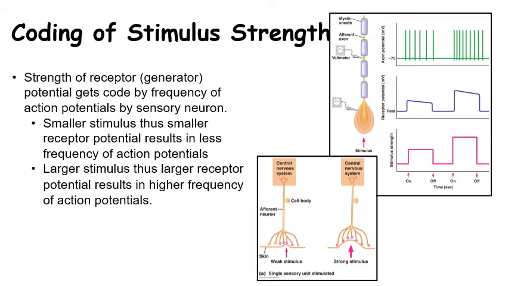Also in our nervous system, we talked about how stimulus strength is coded. If you remember, an action potential is all or none. The action potential is going all the way or none at all. So how do we code for light touch versus a strong touch? That code is through frequency: how many action potentials are being sent by, in this case, the sensory neuron.